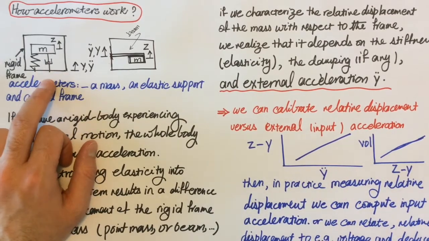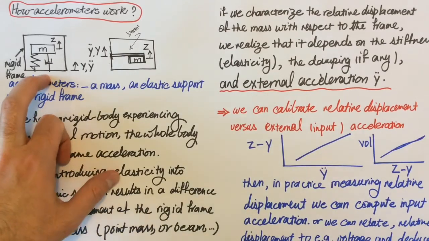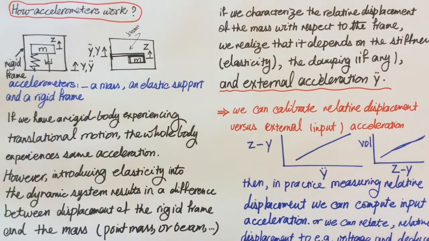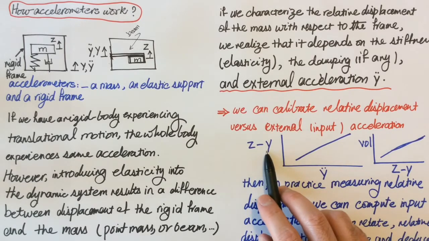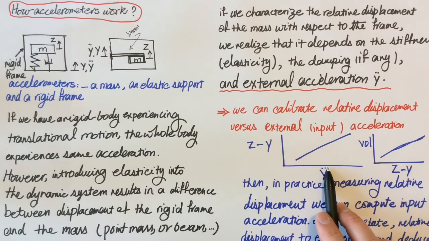Now if I give you this accelerometer and say, go measure the acceleration of the machine, of that launching pad for that spacecraft, then what you are going to do is somehow measure the relative displacement, come to this calibration curve, and read the acceleration from it.